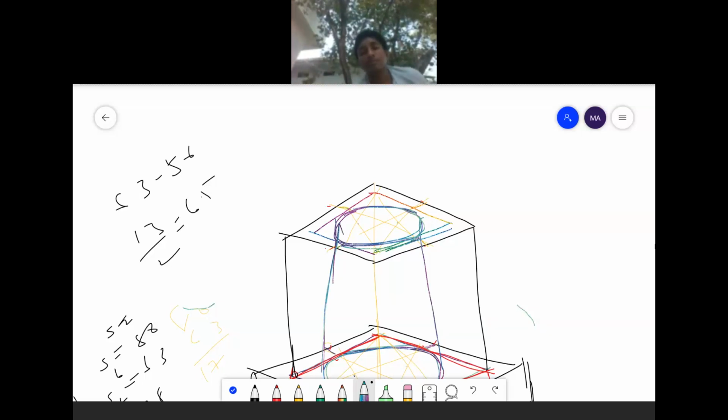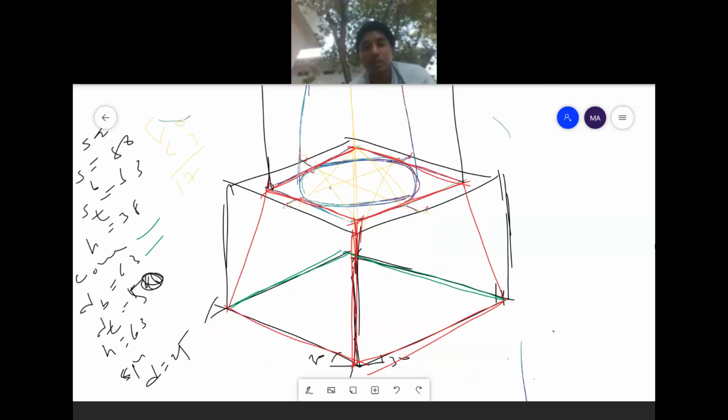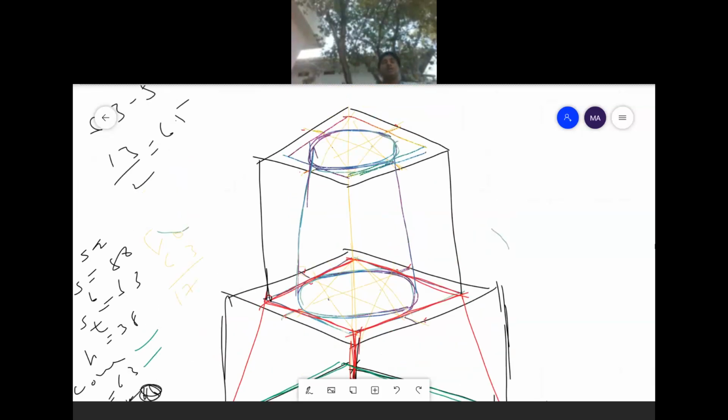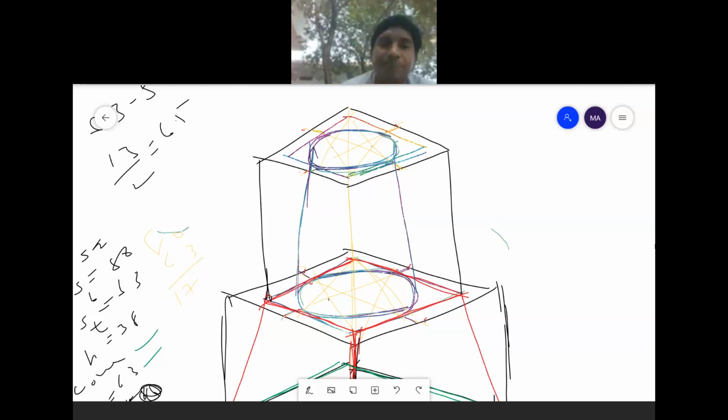Understand? This one will be your frustum of a cone resting on the square pyramid. Is it clear? After that, I'm going to construct a sphere on it. How do you construct a sphere here? Okay, is it clear up to here?